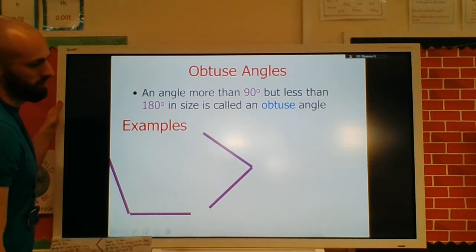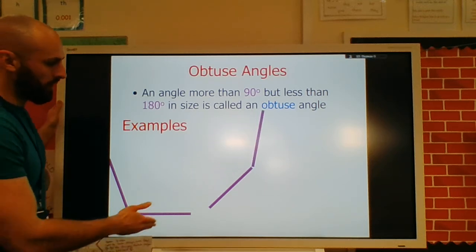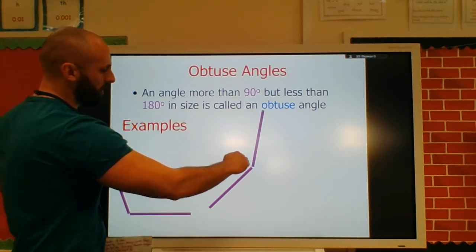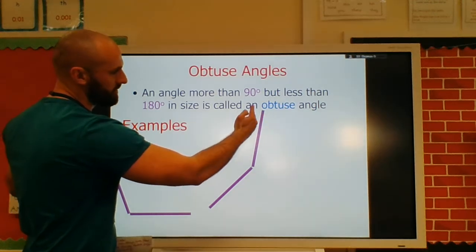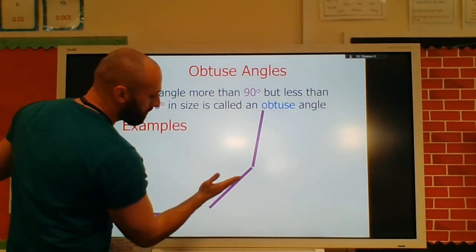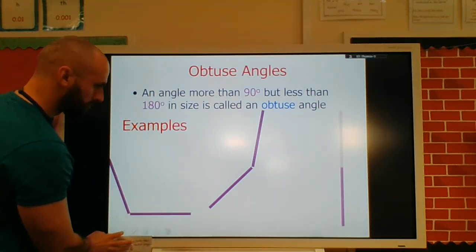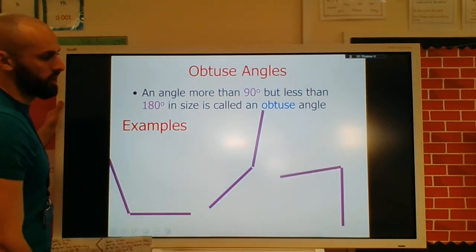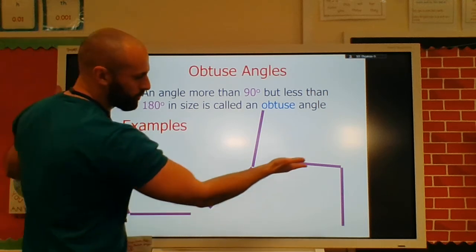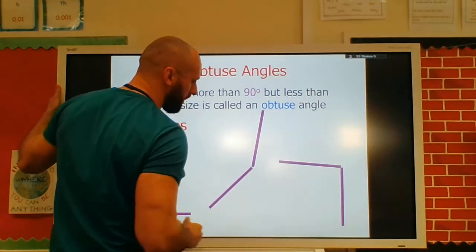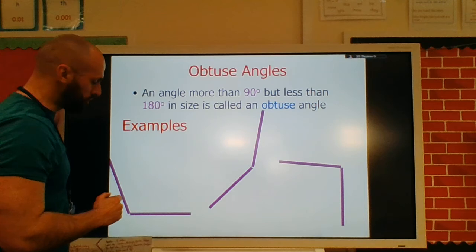Here, again, 90 would be about here. We've gone past 90 degrees. It's greater than 90, but it's less than 180. And here, oh, that's just slightly greater than 90. There's not much in it.